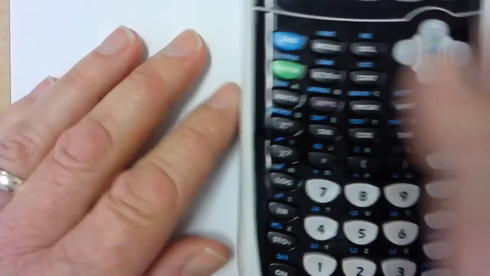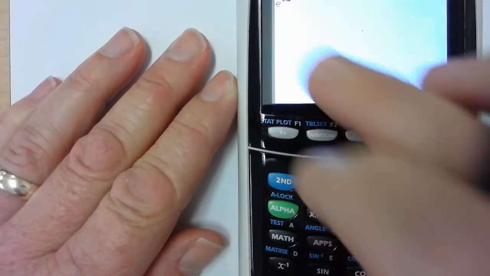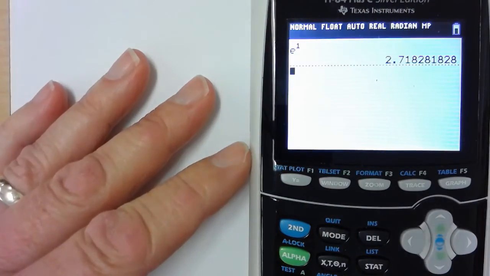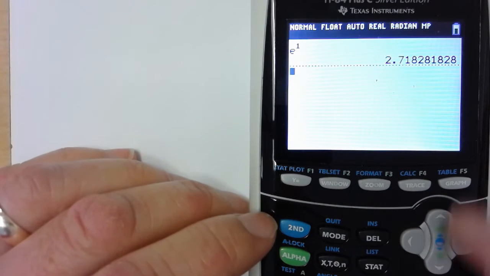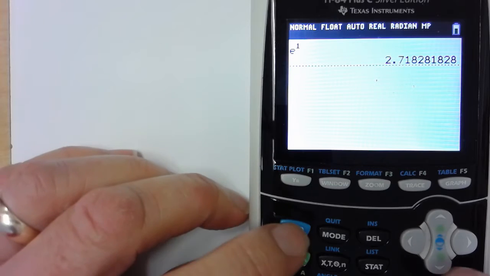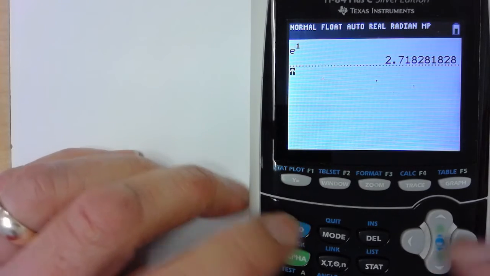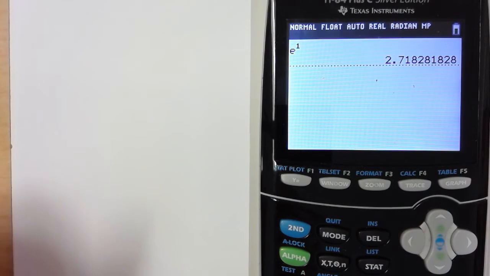So if I hit second e to the x and raise it to the first power, that's going to say what it is. e to the first is 2.718. So there it is in all of its glory, and it doesn't stop there. It's an irrational number. It never stops, never repeats. It just keeps going on and on forever. So hopefully we can understand why it does that.